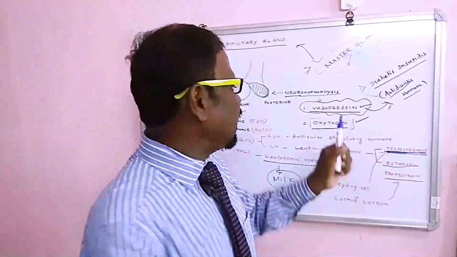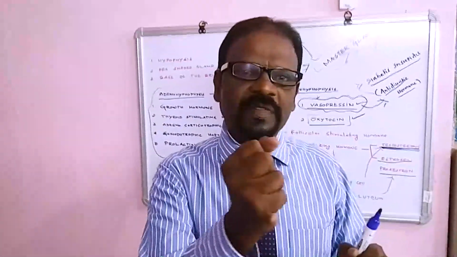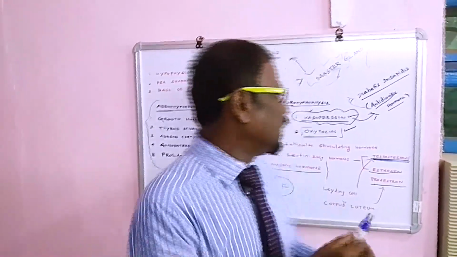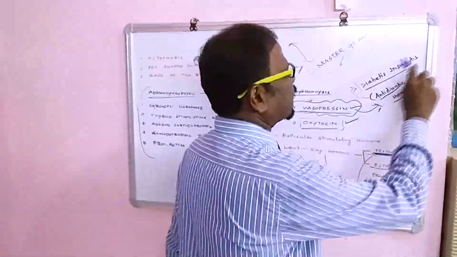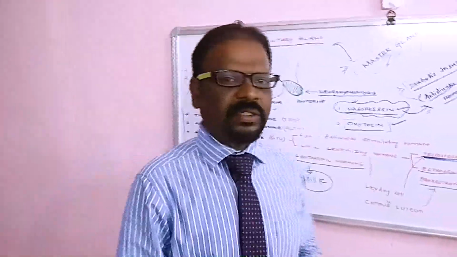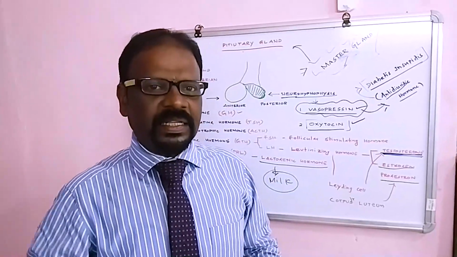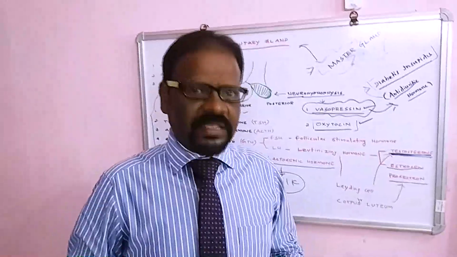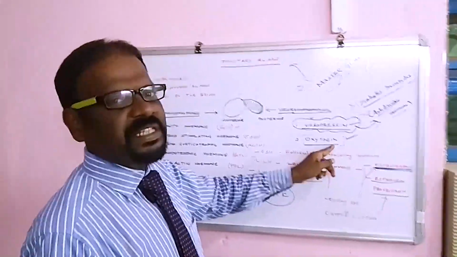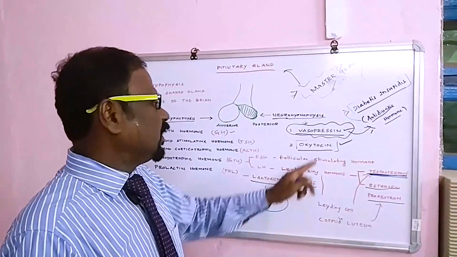So the second point: when there is a deficiency of this antidiuretic hormone, it reduces the water reabsorption. That's what happens, there is more urine output, and the water goes through the urine. This condition is called diabetes insipidus. The second one is the oxytocin. This oxytocin is the relaxing hormone. During childbirth, the smooth muscles of the uterus will be relaxed by this oxytocin, and it also stimulates the mammary gland to produce the milk. So these are the two hormones.